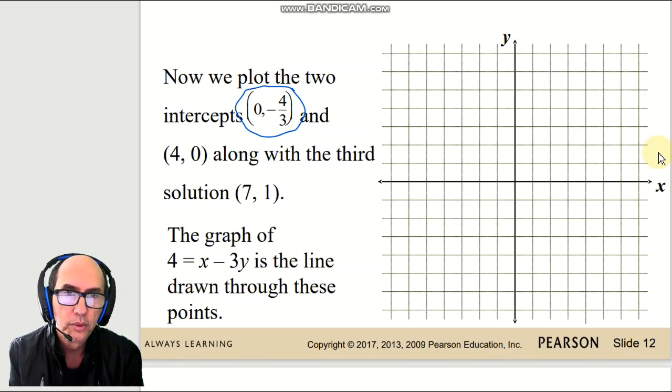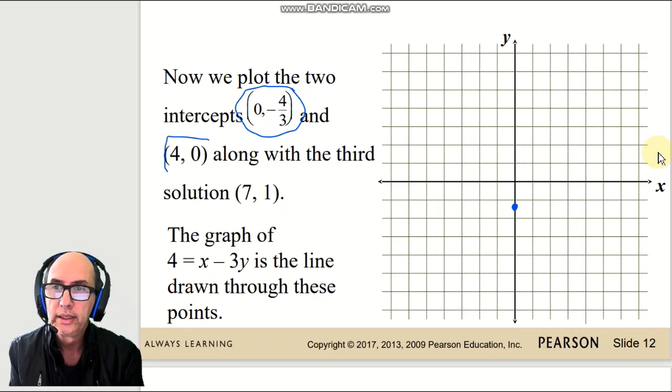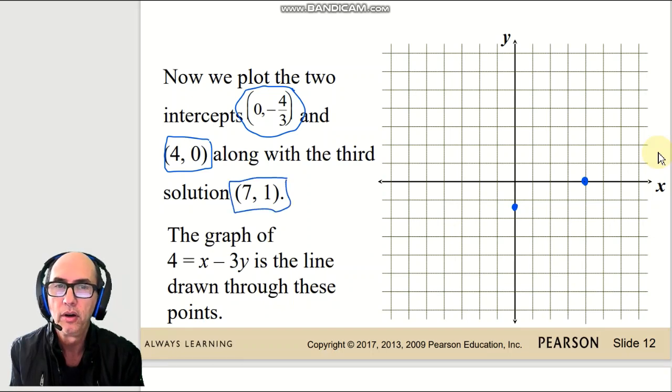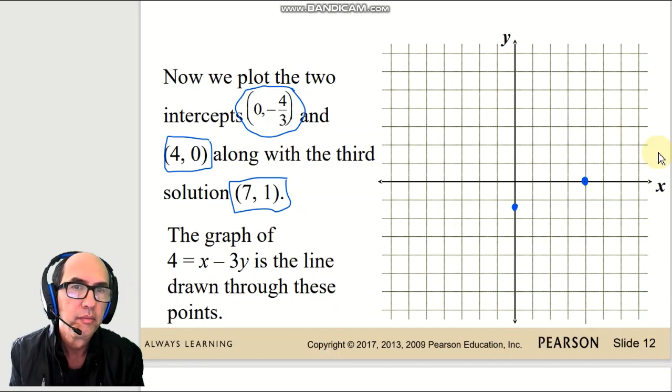X equals 0, y equals negative 1.3 is somewhere here. Another point: this is the x-intercept. Y equals 0, x equals 4. And the third point, to make sure we got all the right points, x equals 7 and y equals 1. Nice, the 3 points are on the same line.